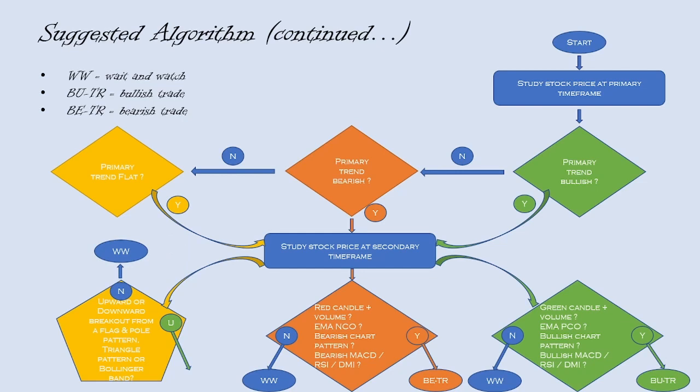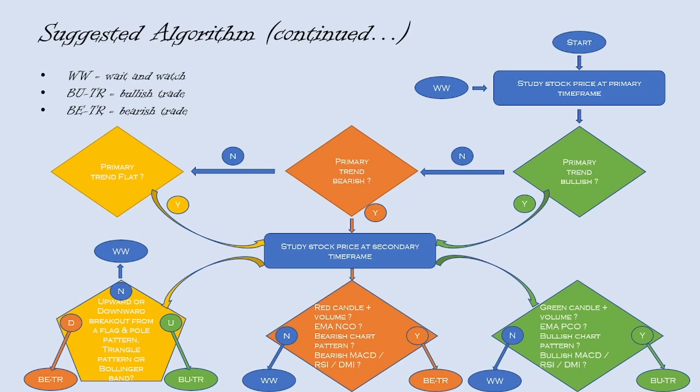If there is a U, an upward breakout, from these pole and flag patterns or flat patterns in the secondary time frame, then you take a bullish trade. If there is a downward breakout from the flat pattern, then you take a bearish trade. And when you wait and watch, you go back to studying the stock price at the primary time frame, and the loop continues. So this is the flow chart.